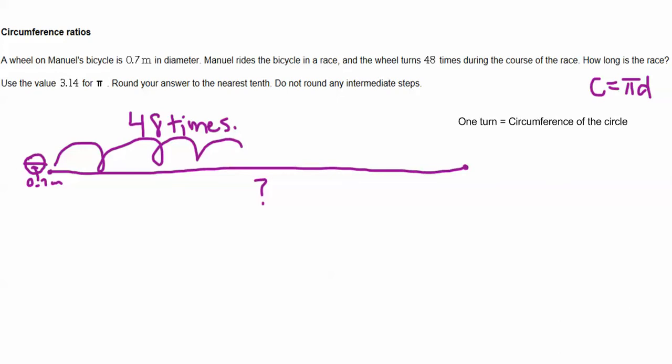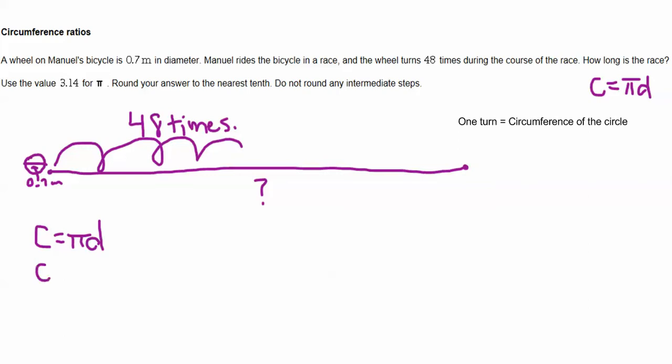The first thing we need to understand is that one turn on that bicycle wheel is equal to the circumference of the wheel. Circumference is just a fancy word for perimeter, right? So circumference is the distance around his tire. Our first step in this process is to find out how long is one turn of his wheel. If his wheel turns one time, how much distance will be covered? So one turn is equal to the circumference of the circle, and our first step is to find the circumference of his tire.